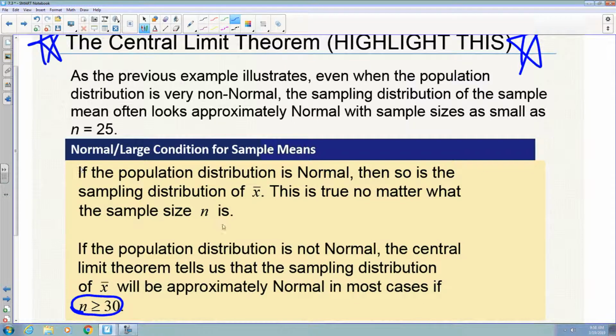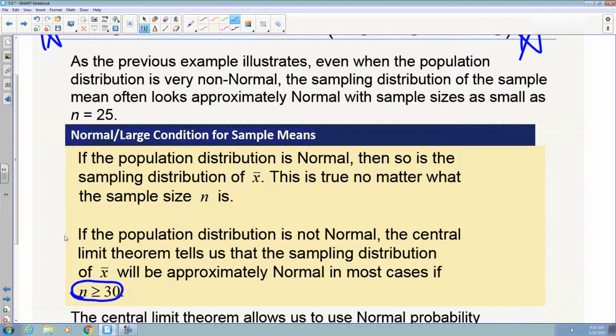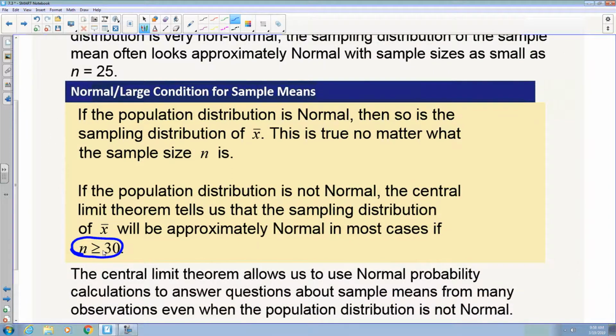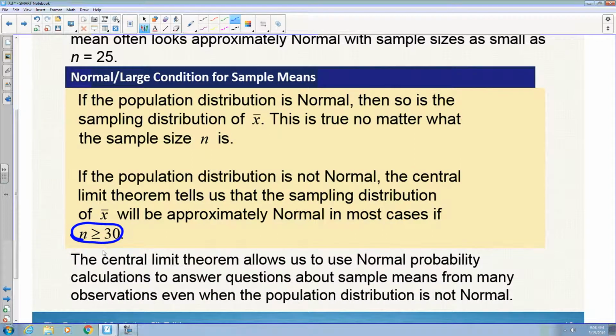So even if we start with something that's not normal at all, the sampling distribution of X bar is normal, as long as we have a large enough sample size. We can't just say, okay, well, it's not normal, but I have a sampling distribution, so it's got to be normal. We have to make sure that we have a large enough sample size first before we can state that. Okay, so we can use the normal calculations with z-scores in our z-table to answer questions about sample means, even if they come from a population distribution that's not normal, as long as our sample size is big enough.